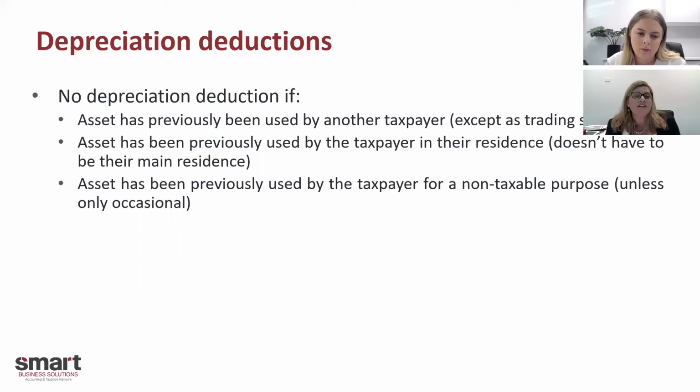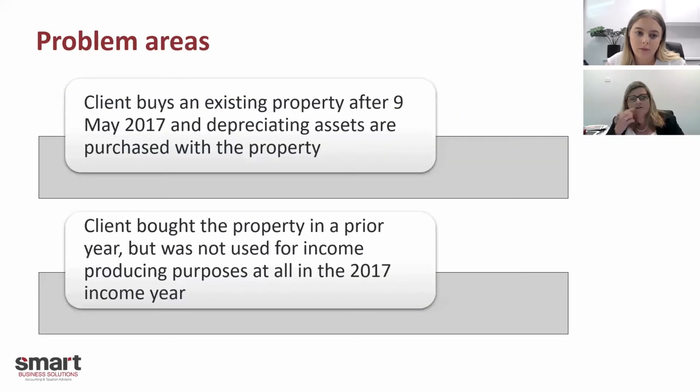And then the last one, if the asset has been previously used by the taxpayer for a non-taxable purpose, unless only occasional. So they're really restricting the ability to claim a deduction for those assets. So where do we see some of these problem areas coming out? I do see a lot of problems with accountants not knowing these rules, because we take on new clients to discover the accountant has been still doing it under the old rules. So it is a bit of a problem, because the ATO is looking at it and really focusing.